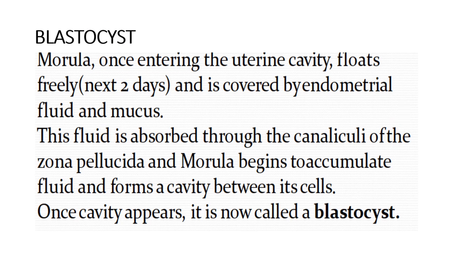Once the morula enters the uterine cavity, it is going to float freely in the uterine cavity for about 2 days, and here it is going to be covered with endometrial fluid and mucus. This fluid is going to be absorbed by the zona pellucida through the canaliculi, and once it is absorbed, it is going to accumulate in this morula. This is going to form a cavity, and this cavity is going to pull cells to different sites, where we shall end up with an inner cell mass of cells and then an outer cell mass of cells. And this new structure that is formed is called the blastocyst.